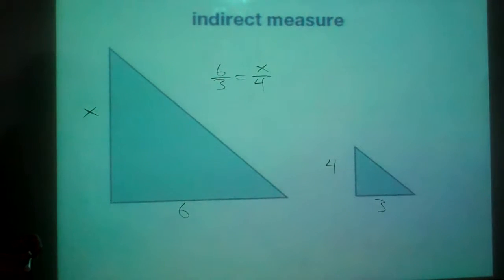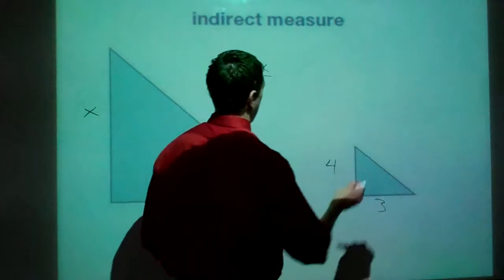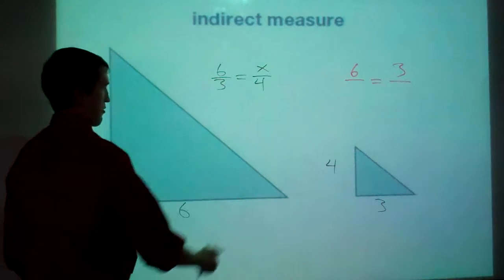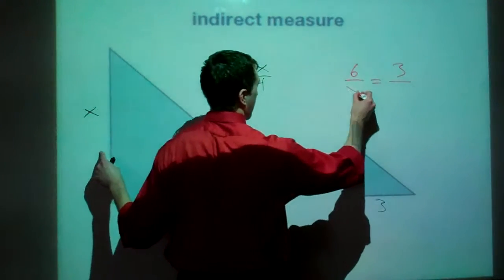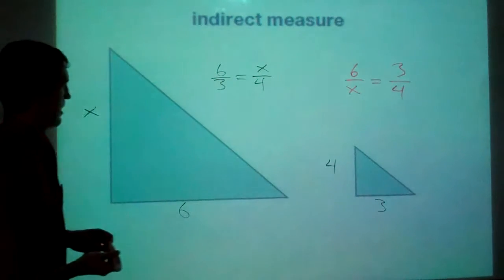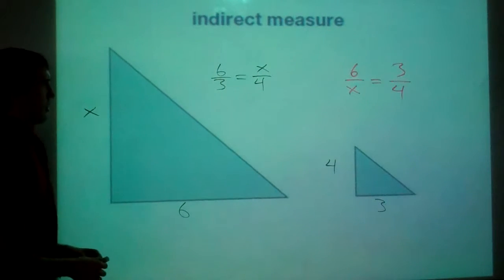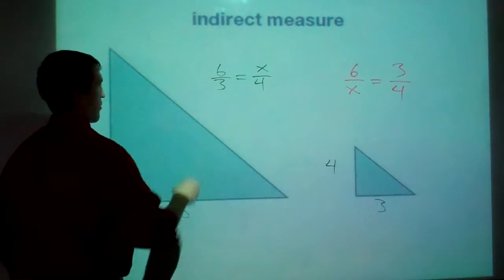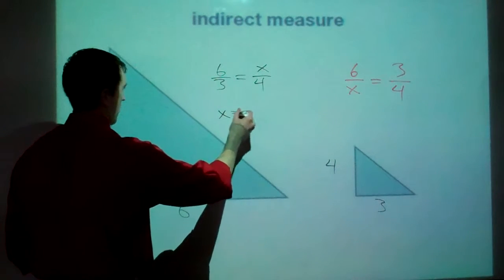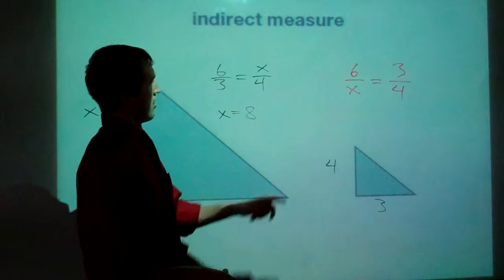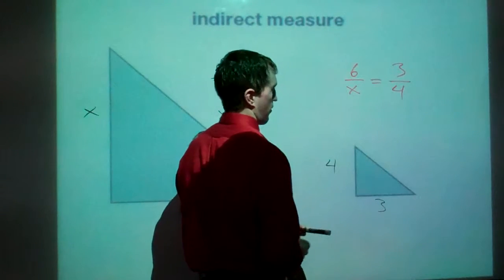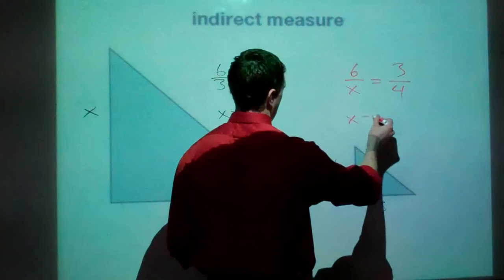And that's not the only way you can set it up. You can set it up a different way if you want. You could do 6 is to 3 as x is to 4. Either way, we would get the same answer. Let's check that. Cross multiply and divide. 6 times 4 is 24. 24 divided by 3 is 8. And we already knew x should be 8. How about this one? Cross multiply. 6 times 4 is 24. 24 divided by 3 is, once again, 8.